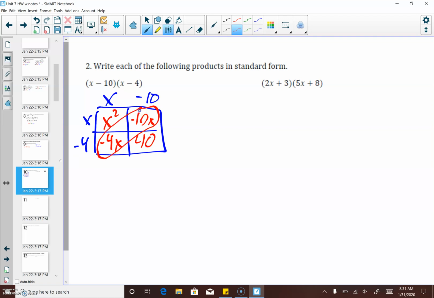If you do everything correctly in standard form, your like terms should be on your diagonal. So we start with an x squared. Negative 4x plus negative 10x is negative 14x, and then we have our positive 40 at the back.